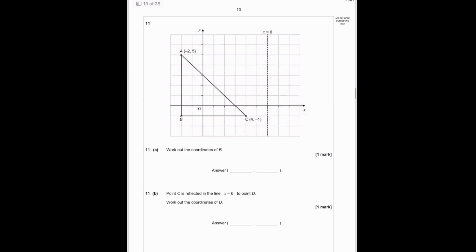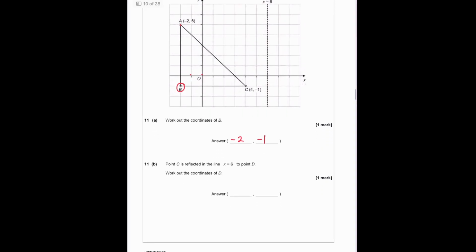Question 11, work out the coordinates of point B. Here's point B. Now it doesn't tell you what the units are, but it does say that this is -2, so here must be -1 and this must be 0, so each one is 1 point. So the coordinates of B are -2, -1. What are the coordinates of D when point C is reflected in the line x equals 6? So there's the line. Point C is reflected, so it's 1, 2 away, 1, 2, so it moves to here. And that point has the coordinates 8, -1.